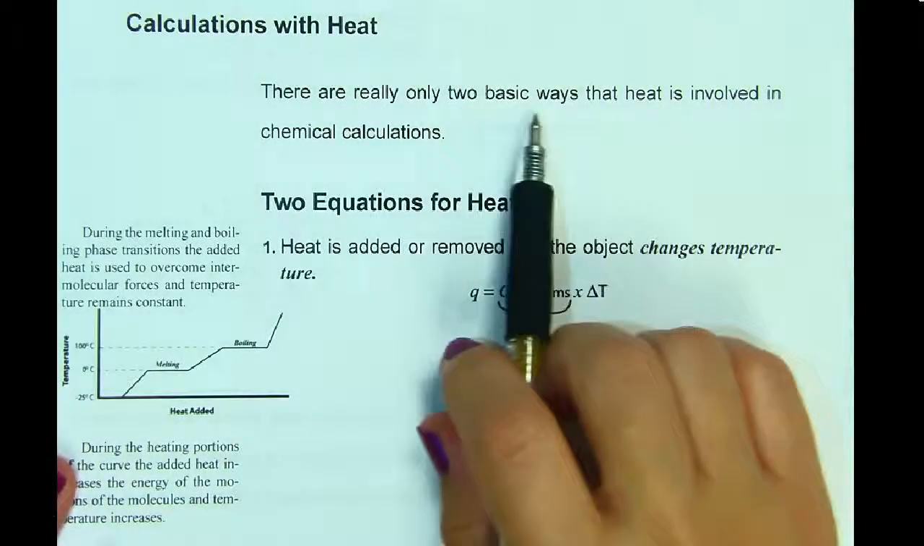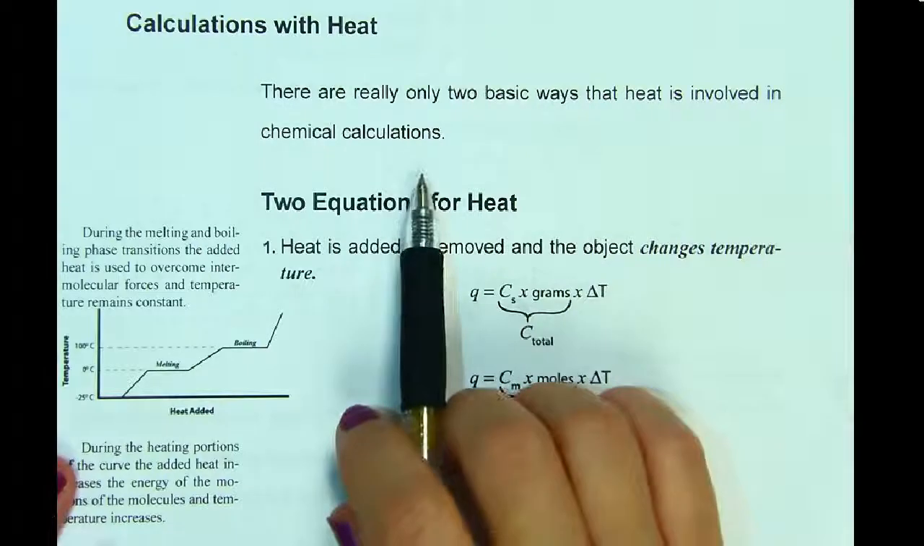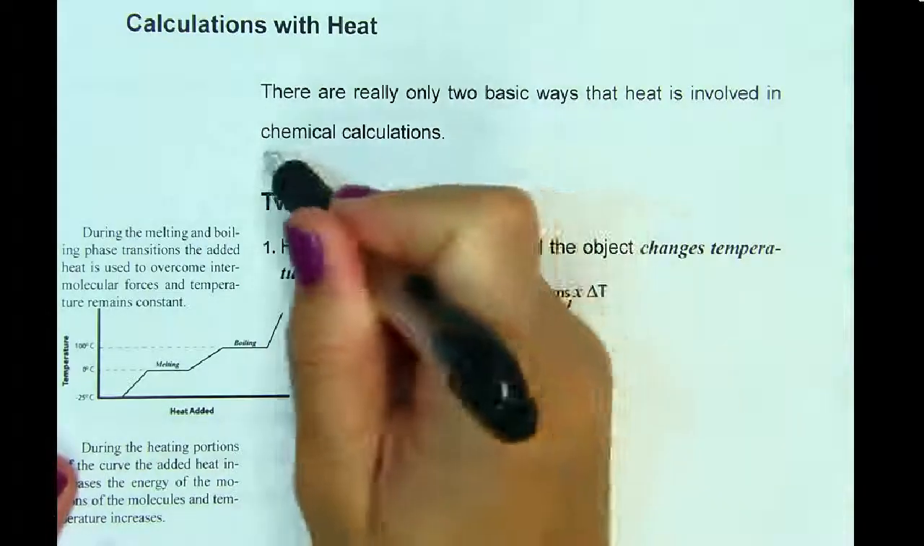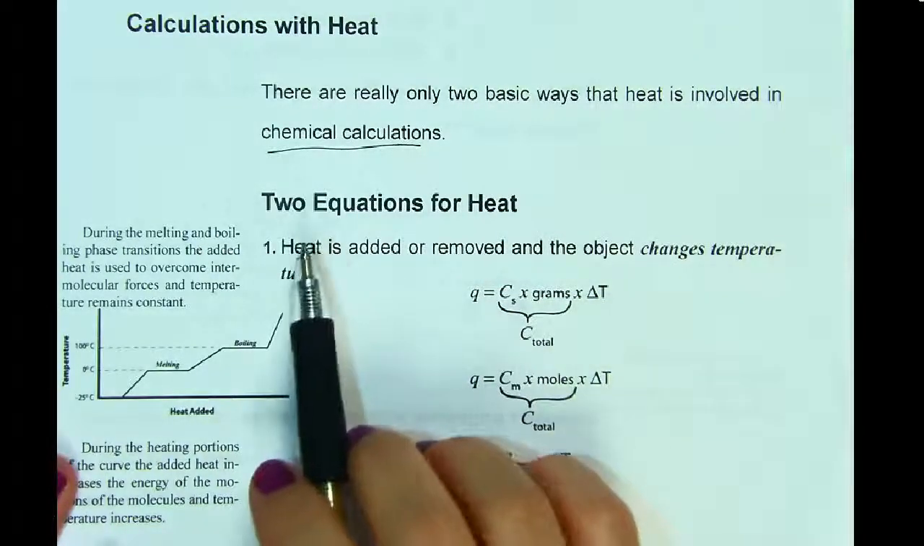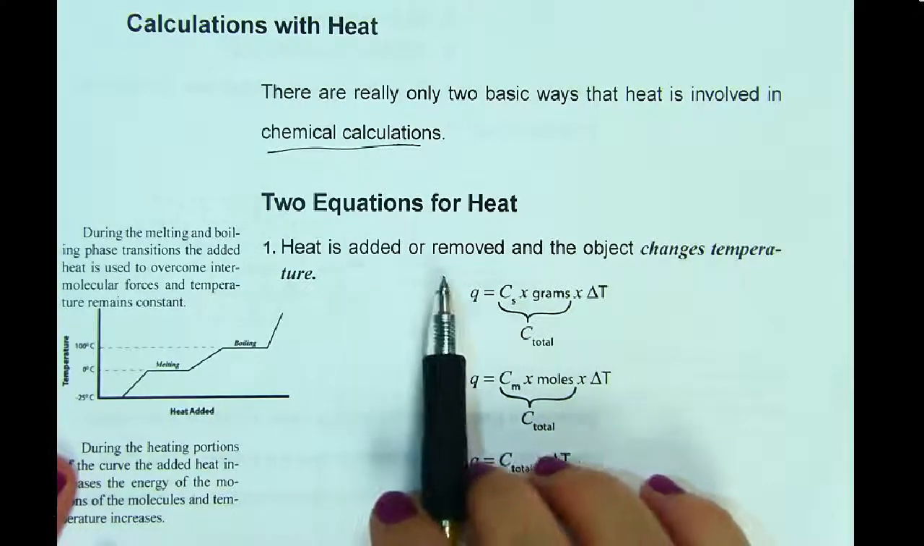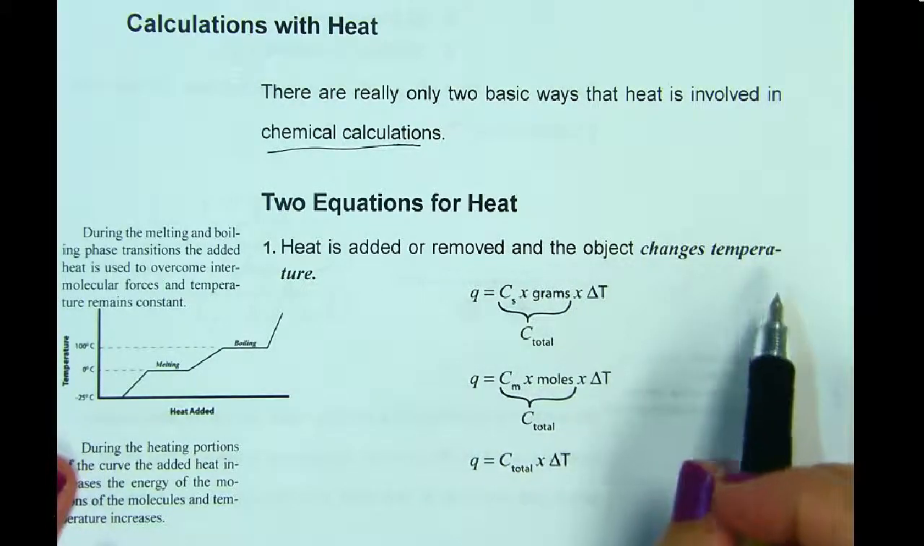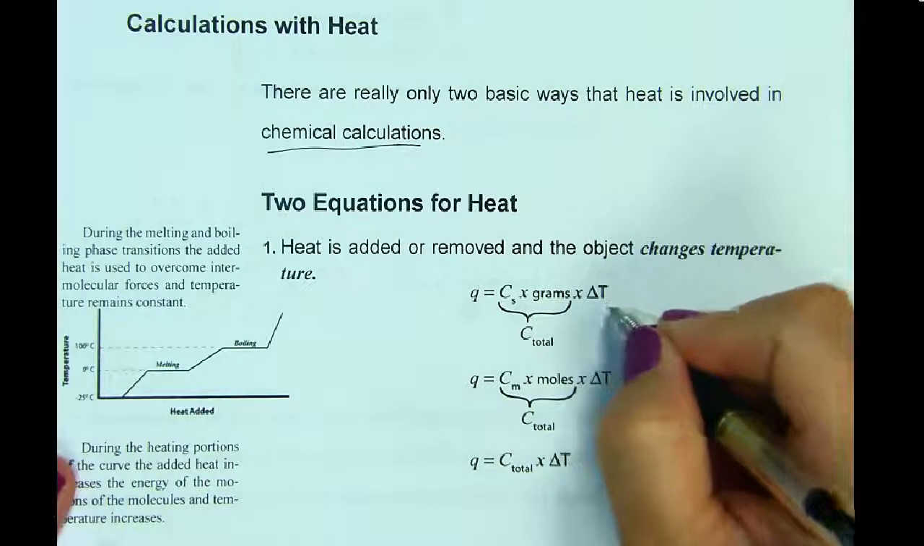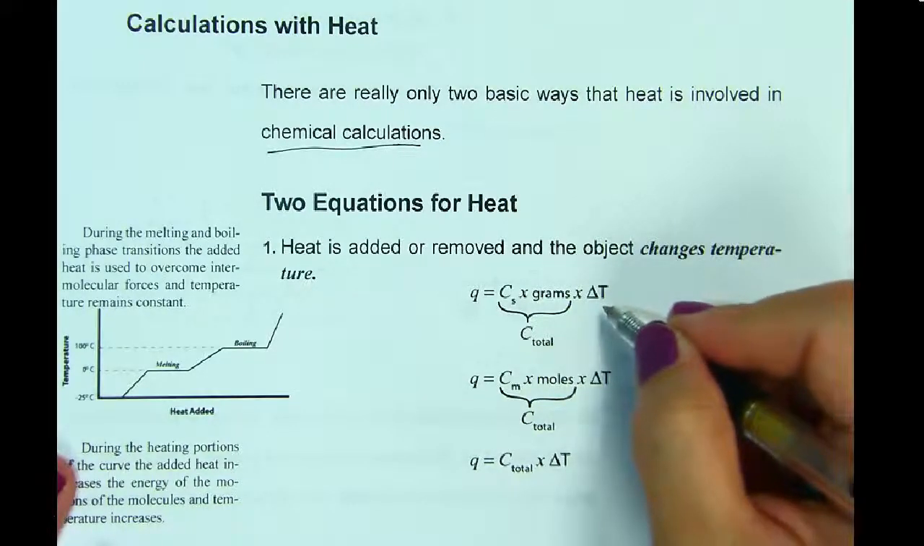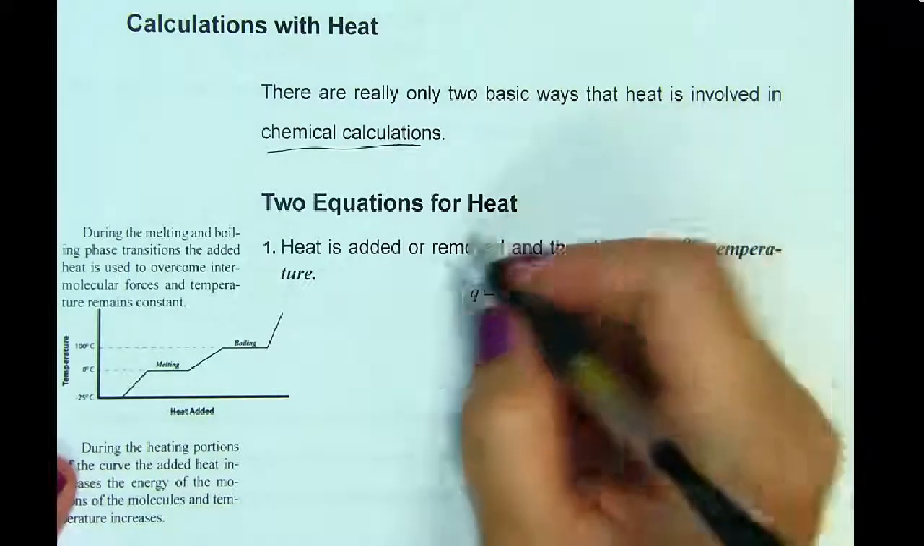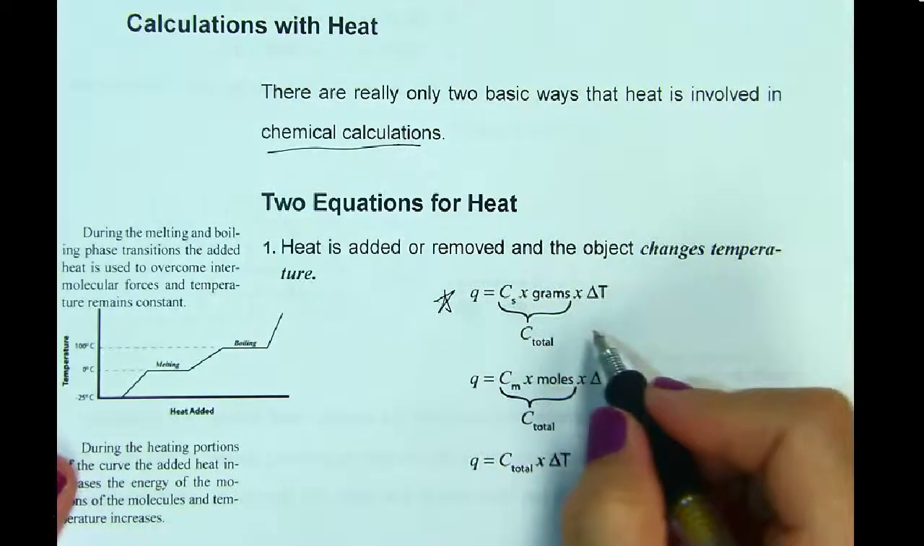Calculations with heat. There are really only two basic ways that heat is involved in chemical calculations. Two equations for heat. Heat is added or removed and the object changes temperature. So anytime you're seeing a change in temperature, you have to use an equation that's got a delta T in it. And typically this will be the equation that we use.